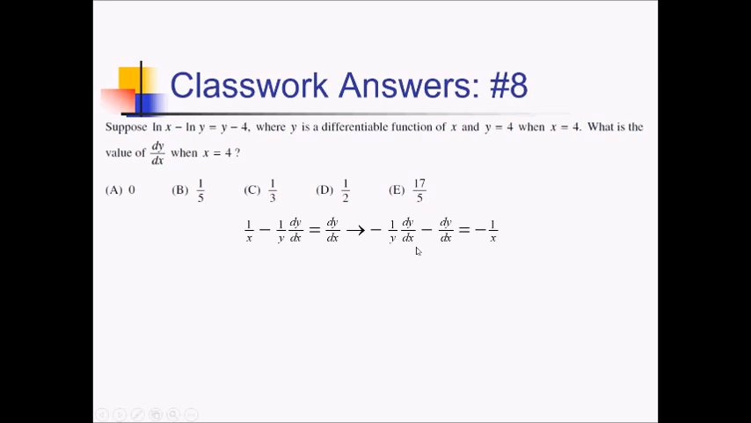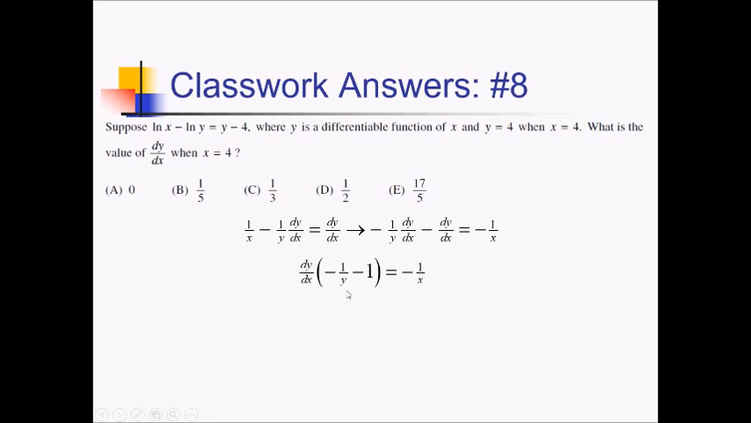And I'm going to do a couple things on the next step. So I'm going to factor out a dy over dx, actually. That leaves me with negative 1 over y minus 1. And now I'm going to go ahead and divide everything by this parentheses to get dy over dx by itself.